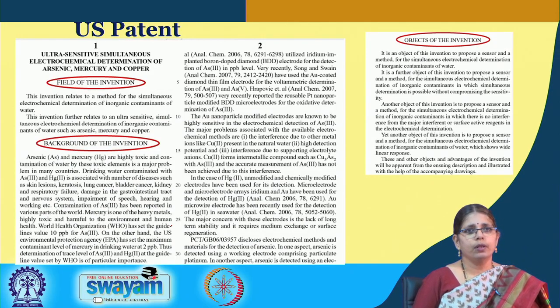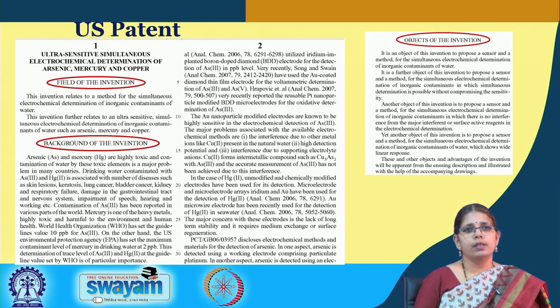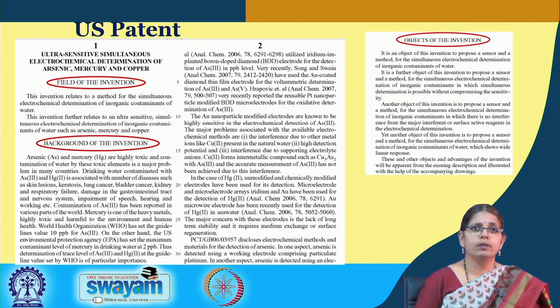So, we talked about the different categories. Now, let us look at how these are represented in the patent document. If you look beyond the cover page of a particular patent document, you will come across these different categories captured in it. For instance, this is a particular US patent about the determination of arsenic, mercury and copper, by a simultaneous electrochemical determination of these compounds.